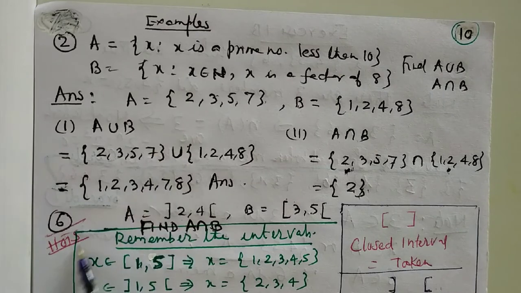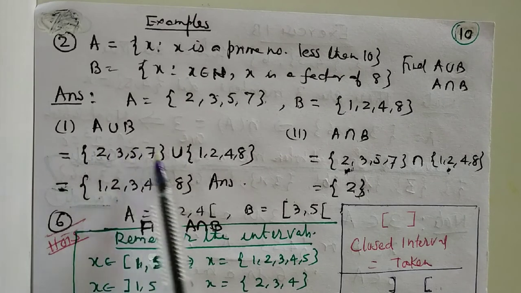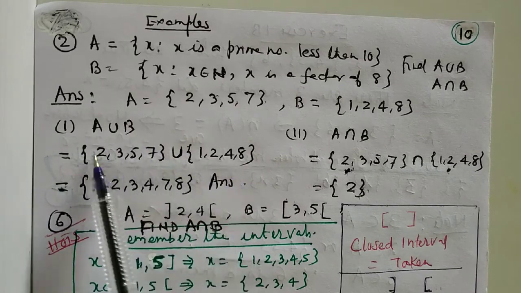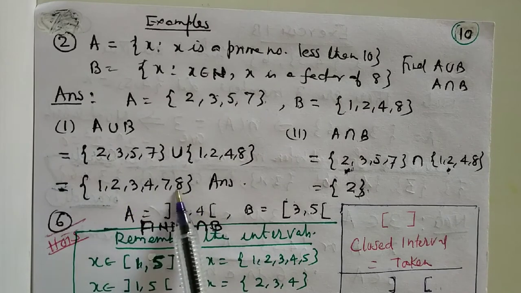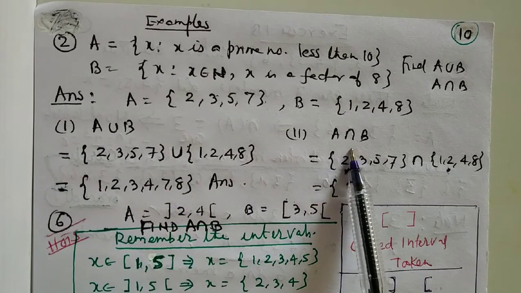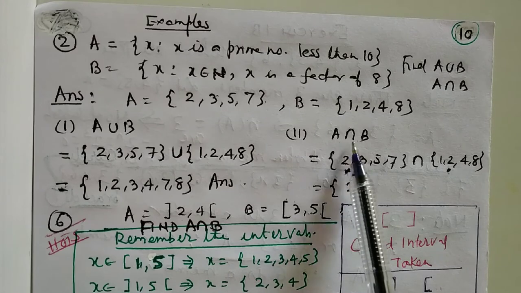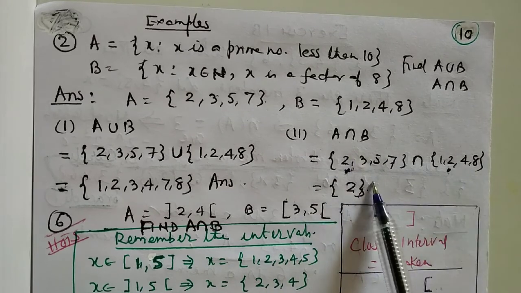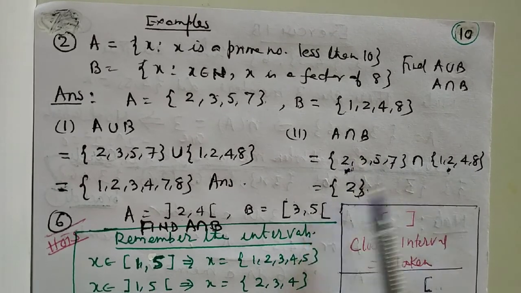A union B. Write the value of A, then put the sign of union, then B. Take all the members without repetition. Likewise, A intersection B. Put the value of A, then B, and take the intersection. The common is 2, so 2 is the answer.